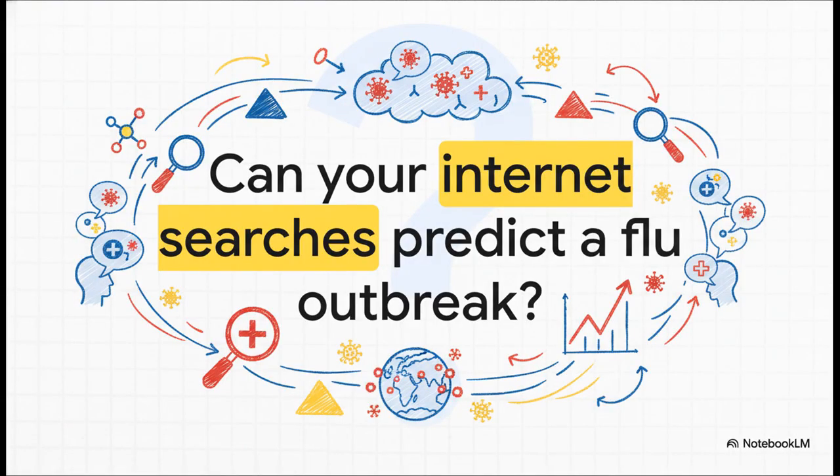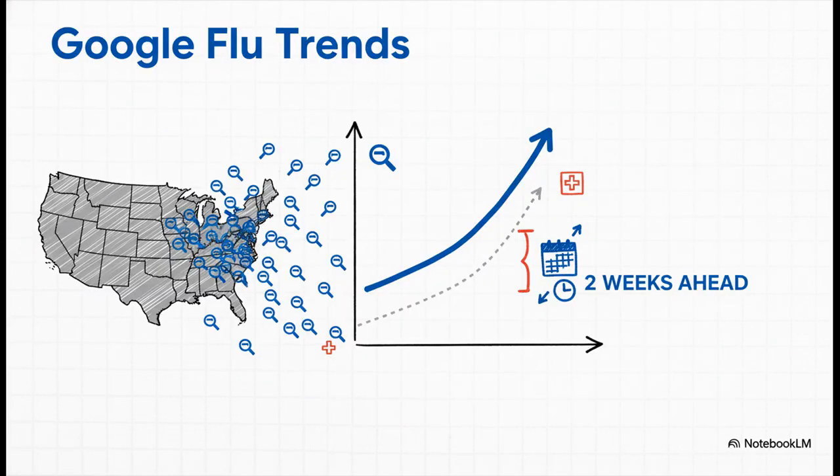So let me start with a question for you. Does this sound like science fiction? The idea that your simple Google search for flu symptoms, when you multiply that by millions of people, could actually predict a nationwide health crisis? Well, believe it or not, the answer is a huge yes.